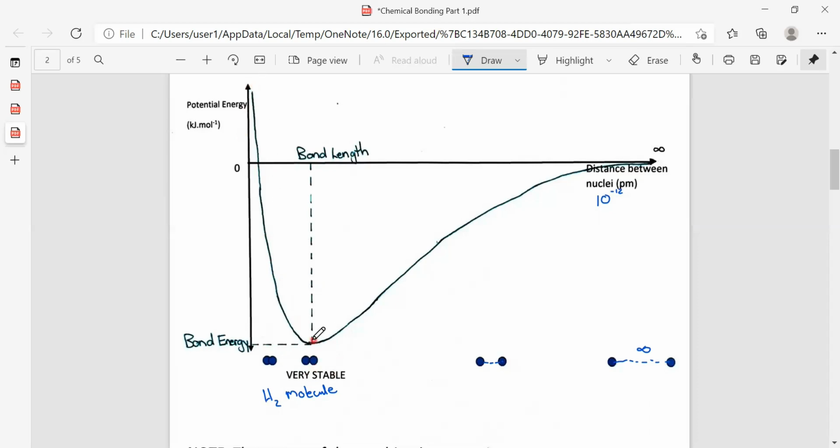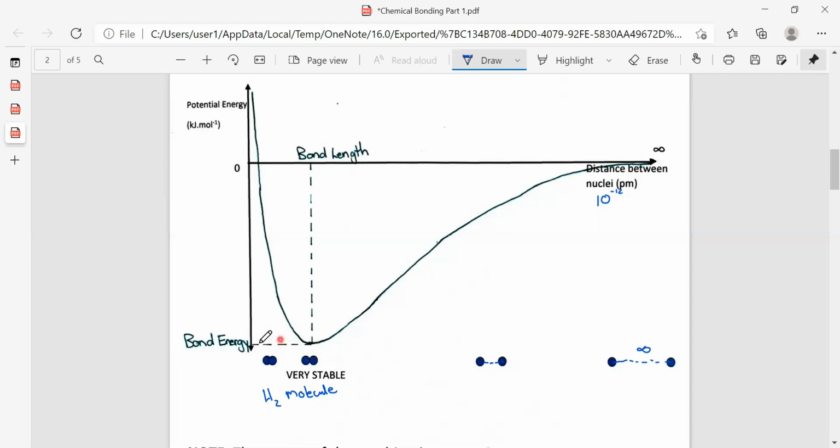At this point, we can read off two things. We can read off the bond length, this value, because remember this is the distance between the nuclei. They will give you this value on the graph and you would have to read it off. This is the distance between the nuclei when your molecule has formed. That is called the bond length. So for the hydrogen molecule, it's about 45 picometers, if I remember correctly.